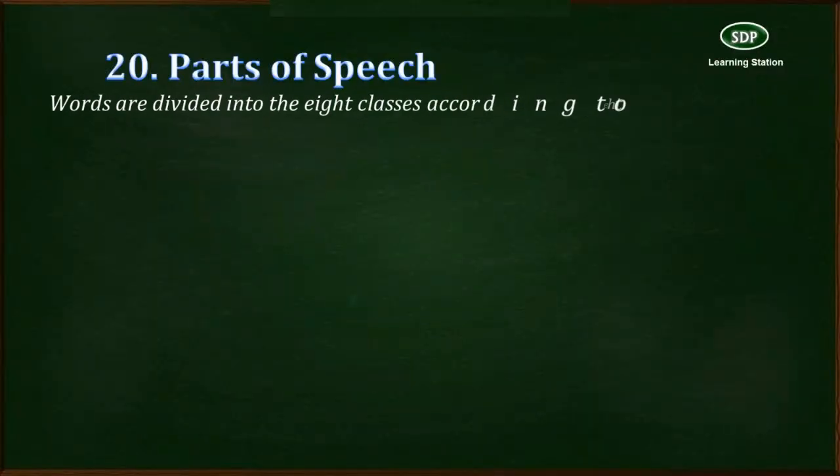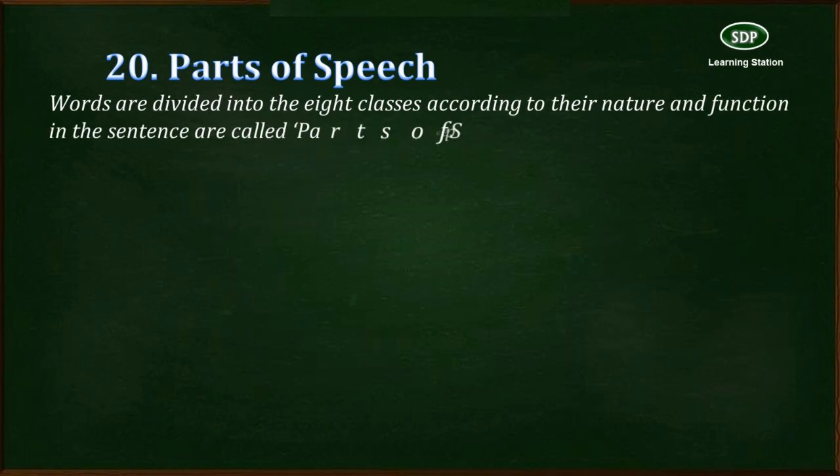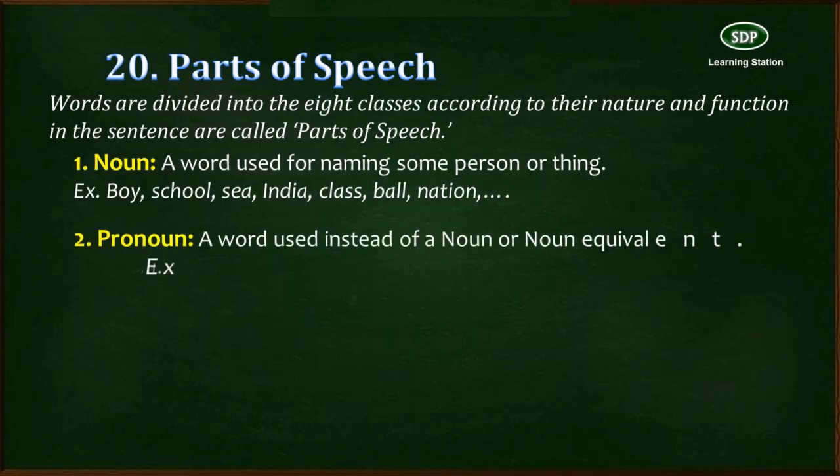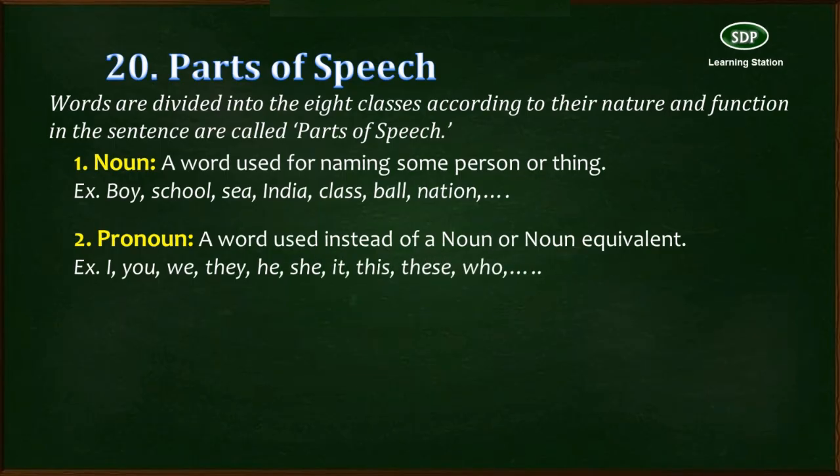Parts of speech. Words are divided into the 8 classes according to their nature and function in the sentence. They are called parts of speech. 1. Noun. A word used for naming some person or thing. For example, boy, school, sea, India, class, ball, nation. 2. Pronoun. A word used instead of a noun or noun equivalent. For example, I, you, we, they, he, she, it, this, these, who.